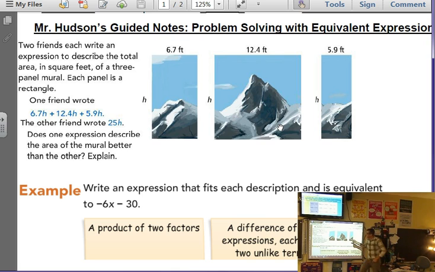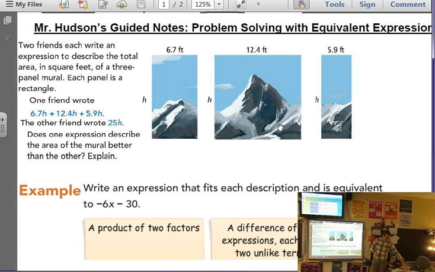So one friend writes out this expression, and another friend just writes 25H. Now, they're friends, so of course they're arguing, because, you know, all good friendships argue. And they can't decide which one's right, so they come to you. And they say, can you help us figure out which one of us is right?